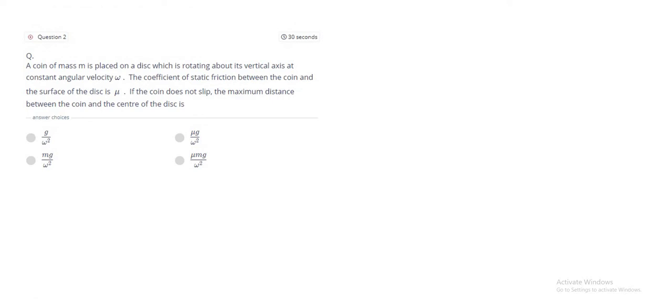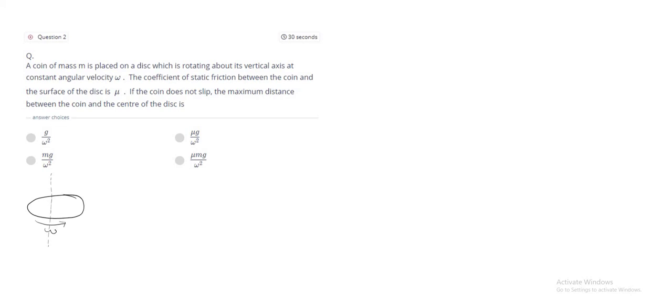Question 2. A coin of mass m is placed on a disk which is rotating about its vertical axis at constant angular velocity omega. Okay, so to describe the situation, you will have a disk, and this disk is rotating about a vertical axis. So it's rotating around this axis with a constant angular velocity of omega. The coefficient of static friction between the coin and the surface of the disk is mu.